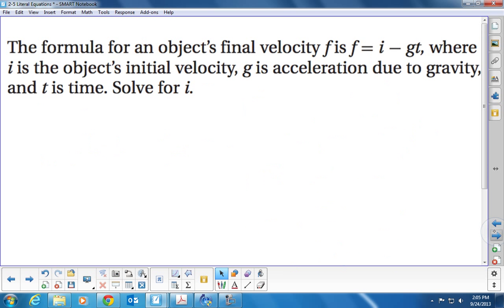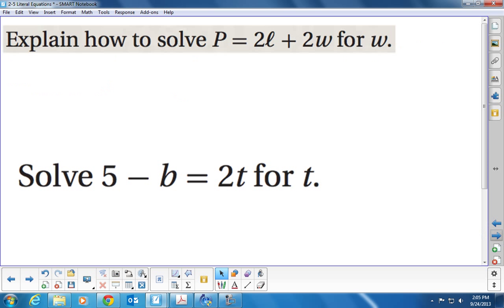What I want you to do is read this short sentence or paragraph and solve for the variable I. It's pretty simple to do, actually. I just want you to practice. And then these two. Explain how to solve P for W. So that's the equation for perimeter. And I want you to solve it for width, and then you just show me the steps. And then the last one, solve for t in that expression as well. So you're just going to rearrange these to solve for the different variable. Do those in your journal, bring them to class.